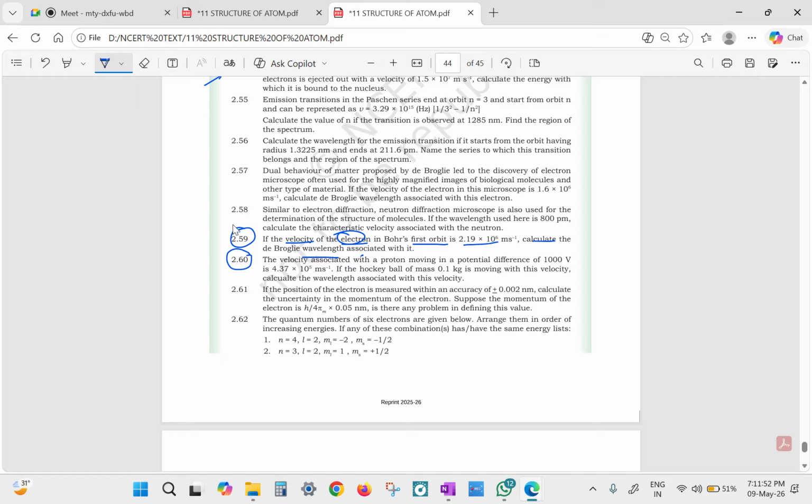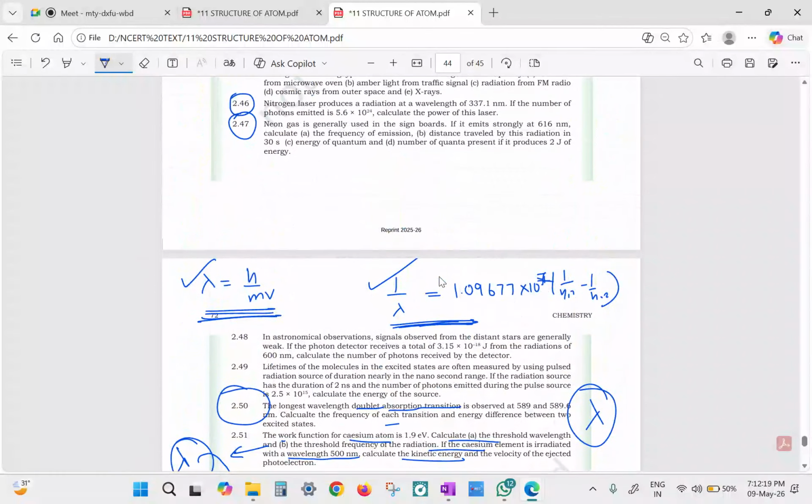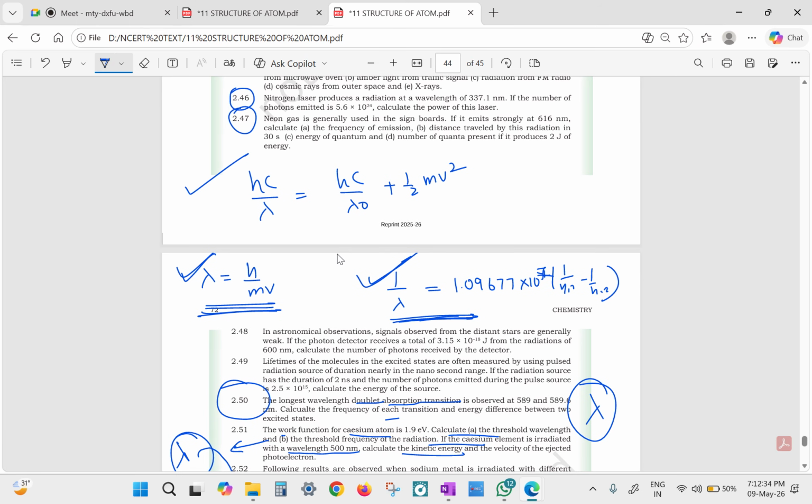Understood? So you will go to the de Broglie equation. Check this. The velocity associated with the proton moving in a potential difference of 1000 volts is so much. If a hockey ball of mass 0.1 kilogram is moving with this velocity, calculate the wavelength associated. So you have three equations. What are they? hc by lambda is equal to hc by lambda naught plus half mv square. This is one, this is other, this is the third. Which one of the three will be applied here in this case? A hockey ball is moving.